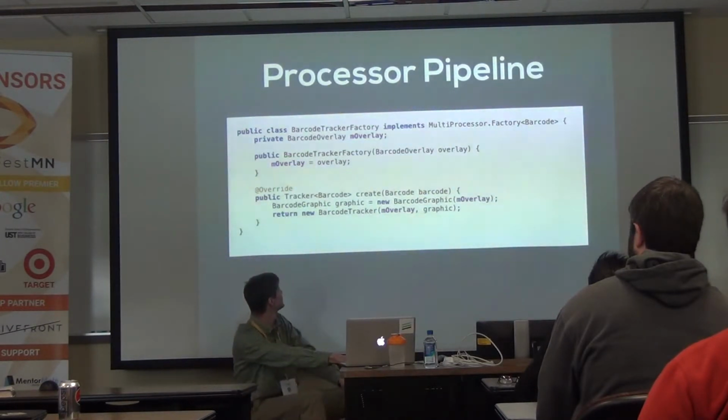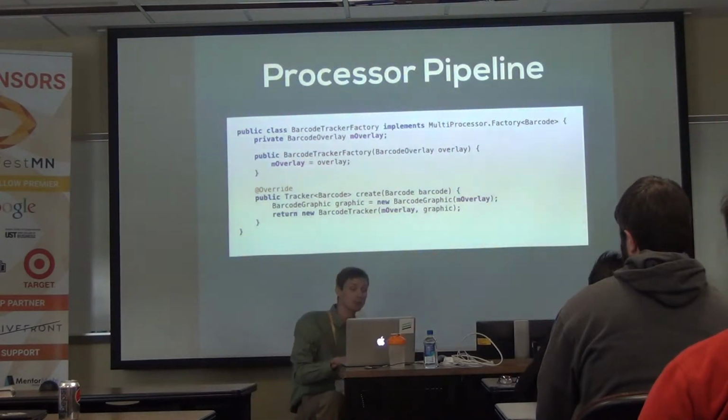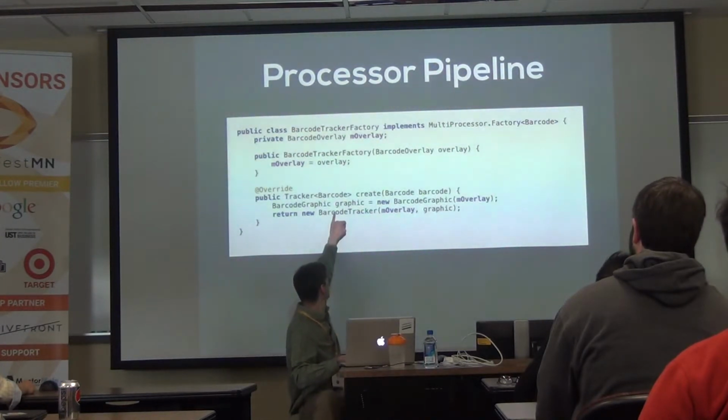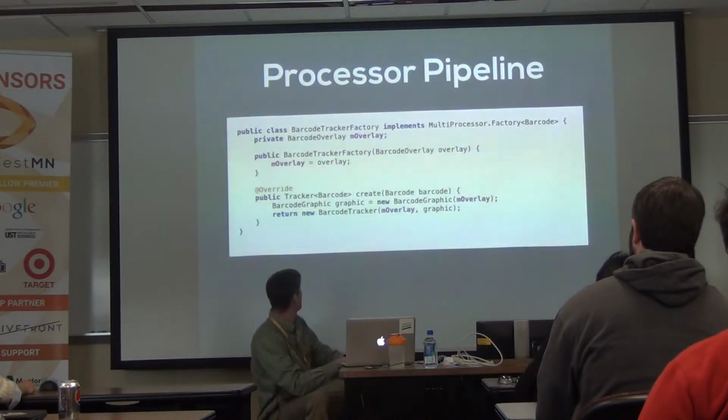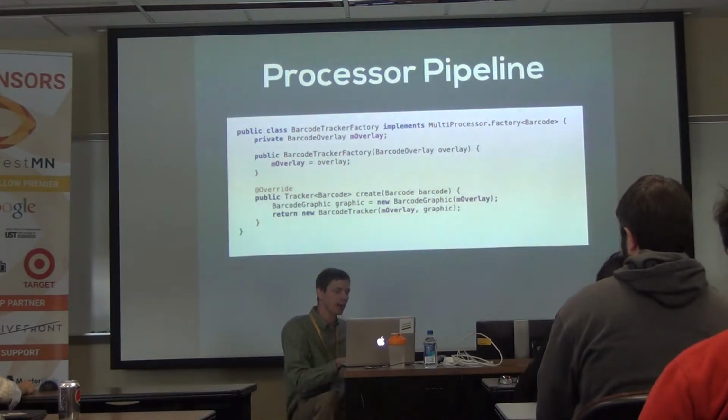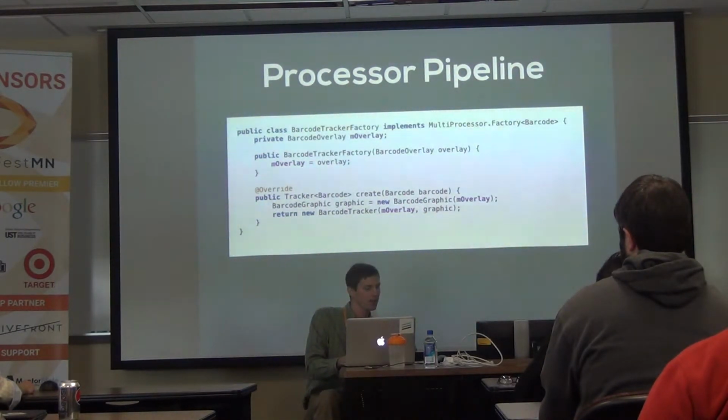So here's the barcode tracker factory. As the name implies, it's solely responsible for creating barcode trackers. So when the barcode detector actually detects a barcode, it'll go to this factory. The create method will get kicked off, and then down here in the create method, we're creating something called a barcode graphic. We'll get to that in a couple slides here. We initialize it with the overlay that got sent in originally, and we also send in the graphic. So that will create the barcode tracker. We'll see what that actually does here in a little bit.